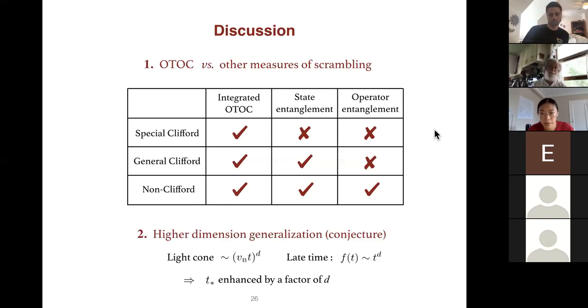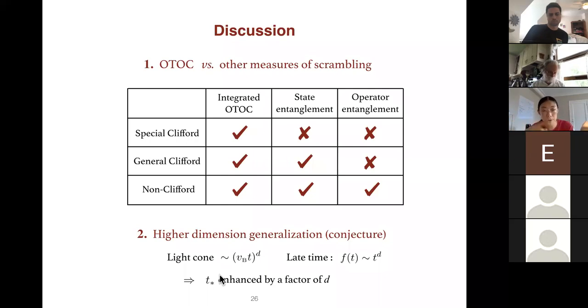Okay, so the final thing I want to quickly mention is the higher dimensional generalization of our conjecture. What I've been talking about is just 1 plus 1D, but we believe our conjecture should hold in higher dimension as well. In particular, the light cone size in higher dimension is just (v_B t) to the D, okay? So that means at late time, we should expect the integrated OTOC to scale as the light cone size, which is t to the D. And this further gives us just a prefactor of D in the expression of t star.